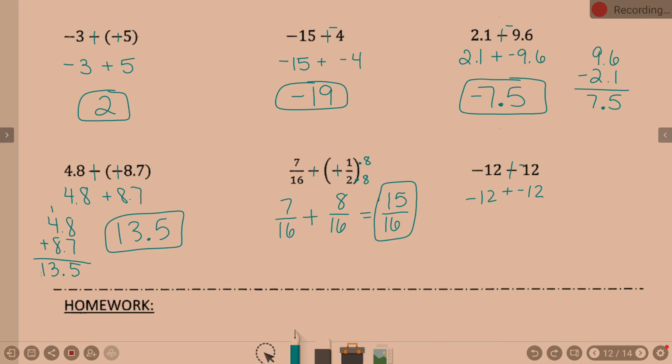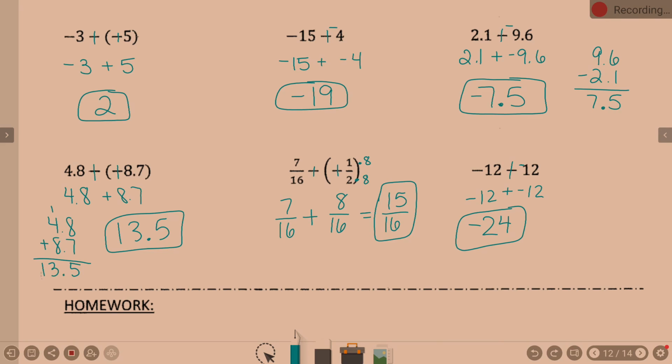What happens when I add a negative plus a negative? A negative plus a negative is a negative. If that just says a negative plus a negative is a negative and it's under the add rules, that means we're going to add and get a negative. What is 12 plus 12? 24. And a negative plus a negative is going to be a negative. Negative 24.